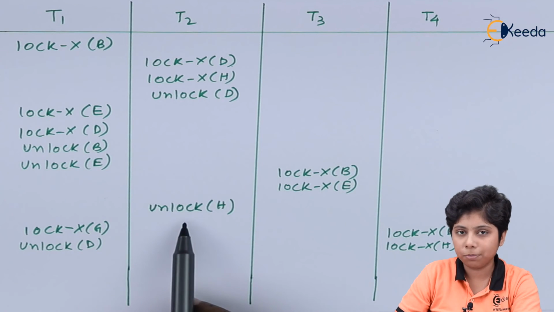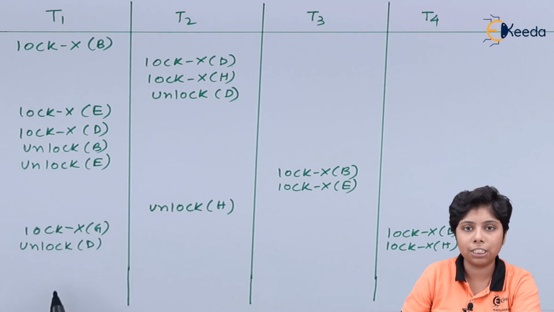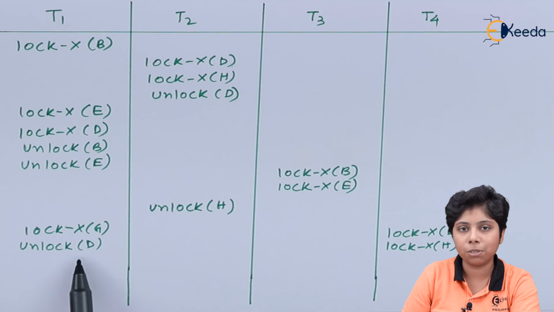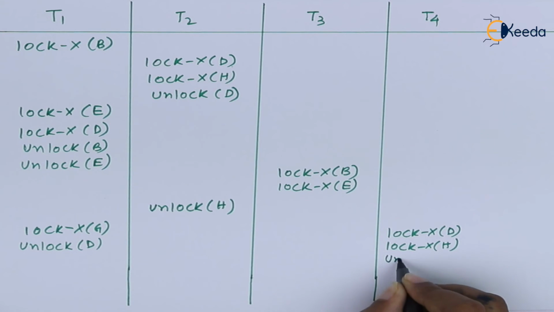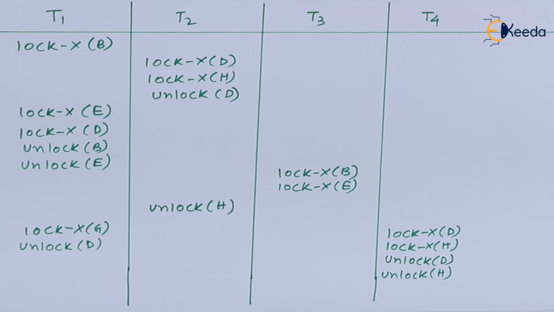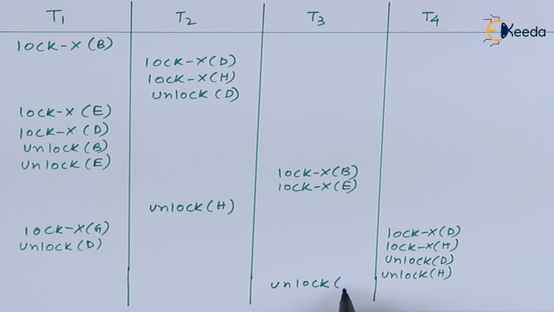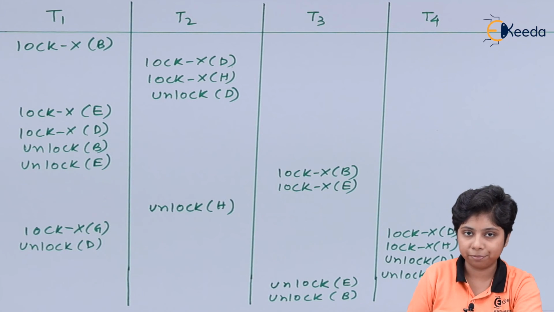We are unlocking H from T2. Now we have acquired the lock X on G and unlocked D from T1. After that, we can acquire the lock X on D because we have unlocked it from transaction T1, and the lock on H has been unlocked. Now it will unlock B and E in transaction T3. Finally, it unlocks the lock on G that it has acquired.